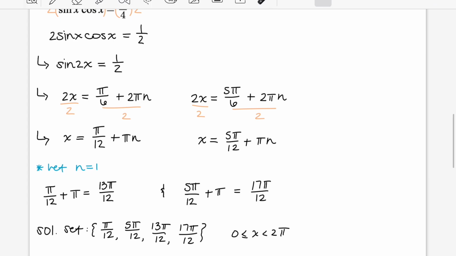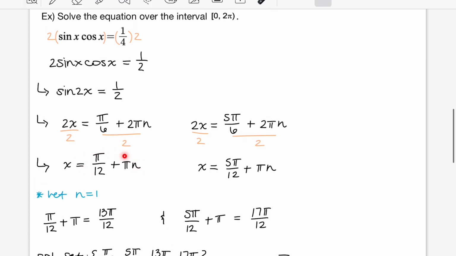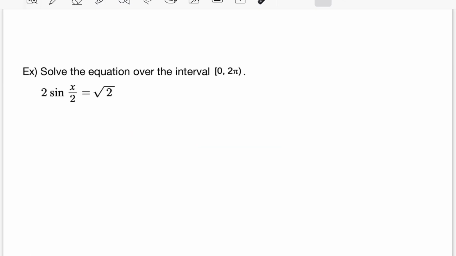Alright, and then, like I said, if we were asking for all solutions, then our solution set would just contain these two here. Alright, so the next example we'll look at is this one here. We want to solve this equation over this interval here.